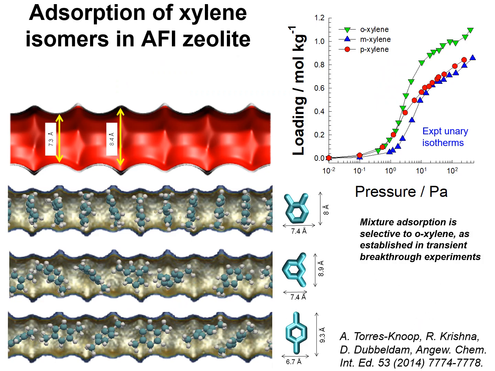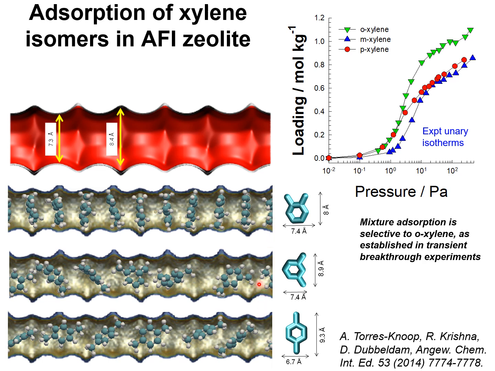Let's look at how xylene isomers locate within the one-dimensional channels of AFI zeolite. Orthoxylene has a dimension that is 8.8 angstrom in this direction and 7.4 angstrom in width, and orthoxylene can locate very nicely within the grooves of AFI zeolite. And the packing of the orthoxylene molecules is face-to-face, that is optimal.